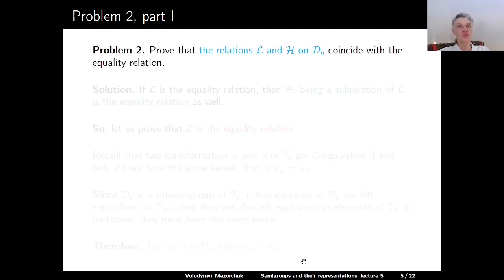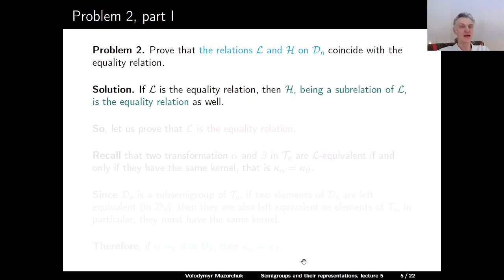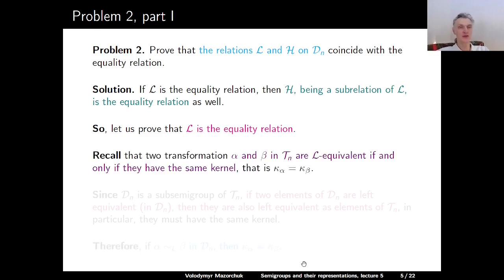Problem 2. Prove that the relations L and H on Dn coincide with the equality relation. Solution. If L is the equality relation, then H, which is defined as a certain subrelation of L, also must be the equality relation. So we only need to prove that the left Green's relation is the equality relation for Dn. Let us recall that two transformations alpha and beta in Tn are left equivalent if and only if they have the same kernel. So kappa of alpha is equal to kappa of beta.